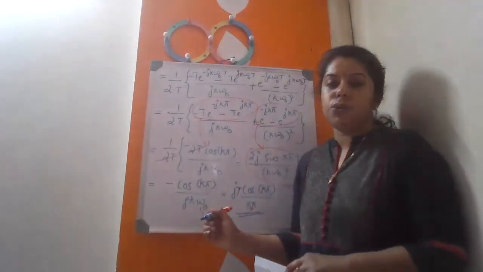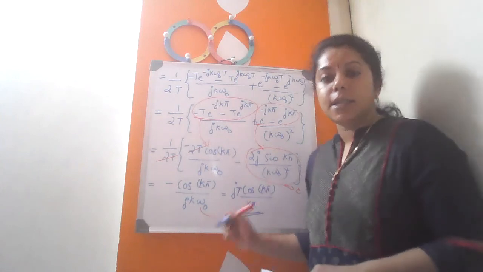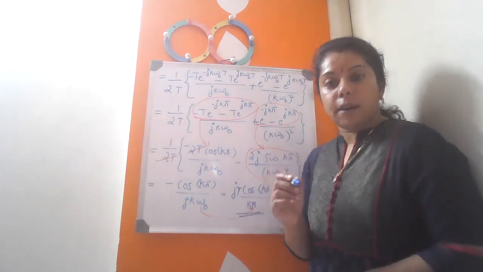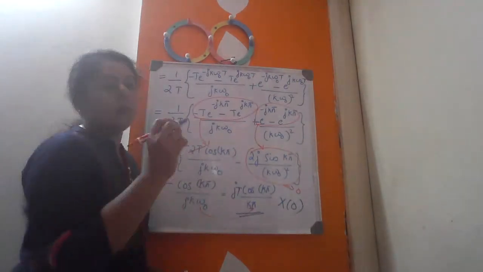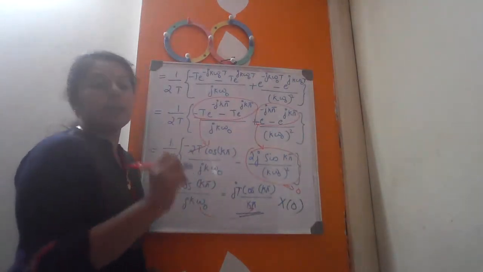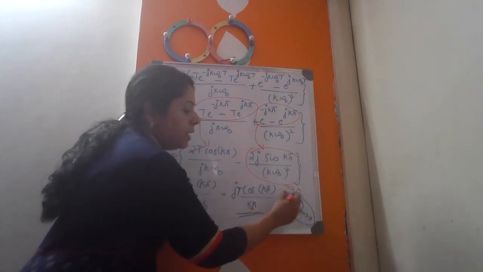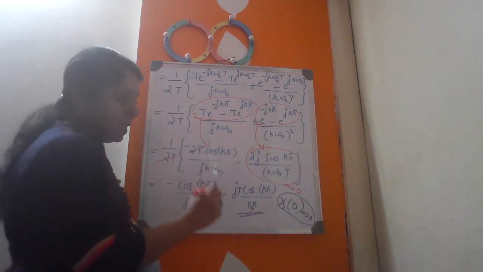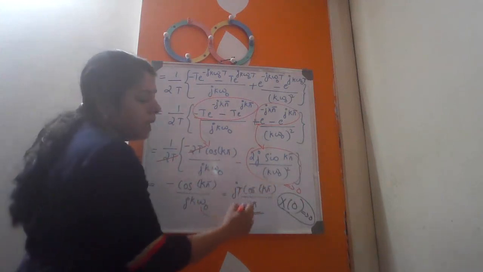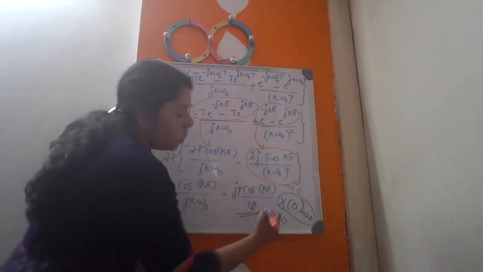Here also do one thing. We don't know what the value of the Fourier series is at k equal to 0. So do the DC term calculation, that is, calculate the value of x of 0 by using the integral 1 by t, integral over t, x of t dt. Calculate it. After calculation, x of 0 you will get as 0 only. So you can tell that the answer x of k is j t cos k pi by k pi, where k not equal to 0.